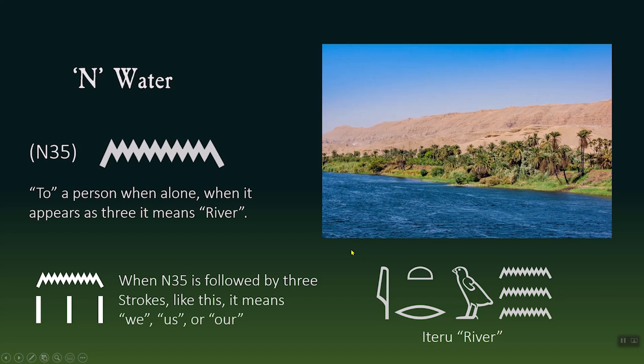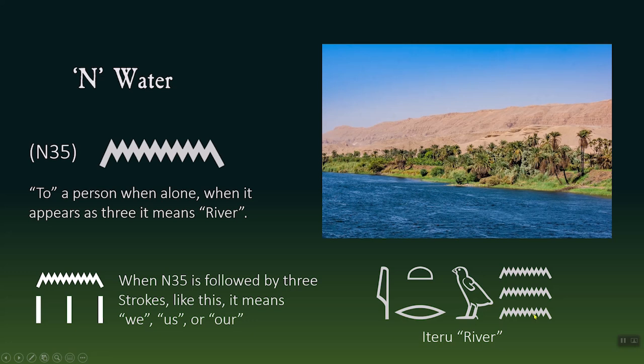And then we have N for water. This is another very common hieroglyph. You'll see this over and over again in inscriptions. And it can mean, when standing alone, to a person. But again, it has to be alone. It has to be outside of any other word. When you see it followed by 3 strokes like this, it can mean we, us, or ours. So if you see the water sign and 3 lines below it, that's what it's referring to. It's turned this into essentially a pronoun.